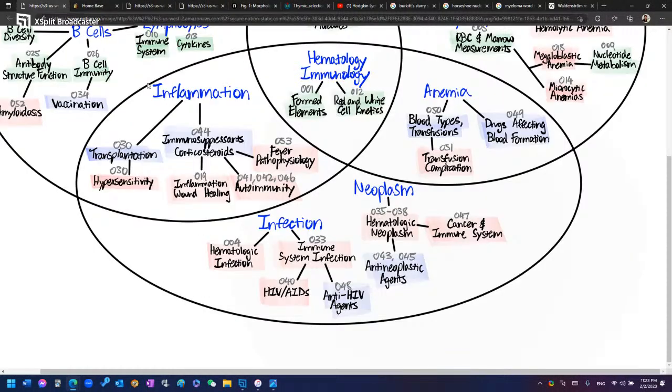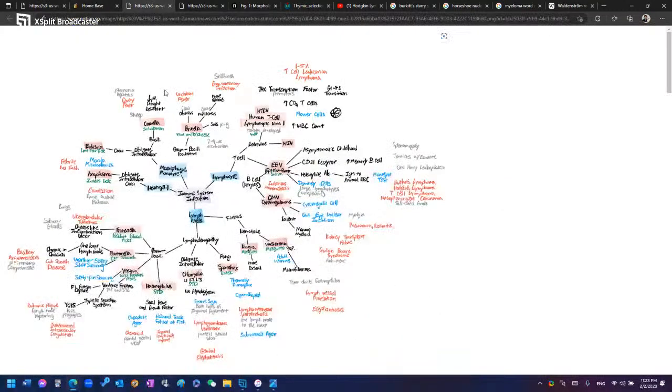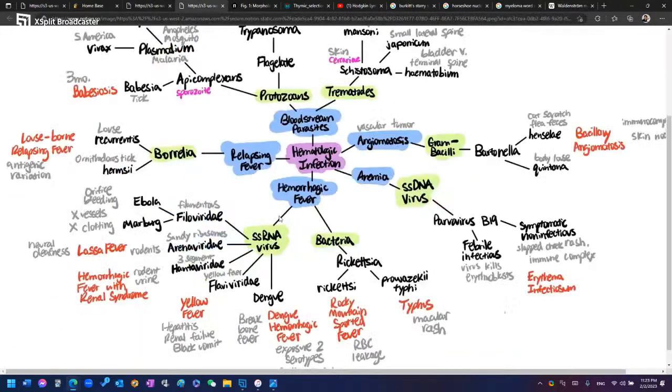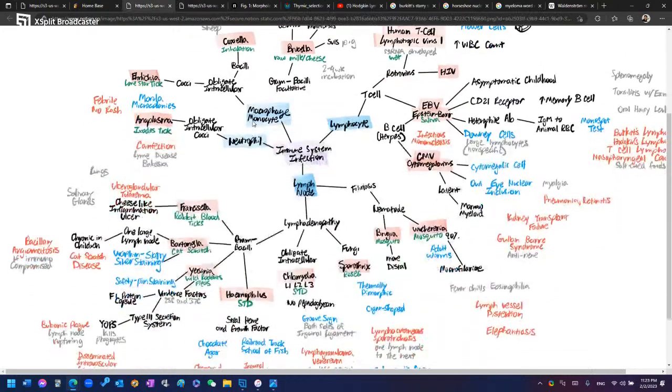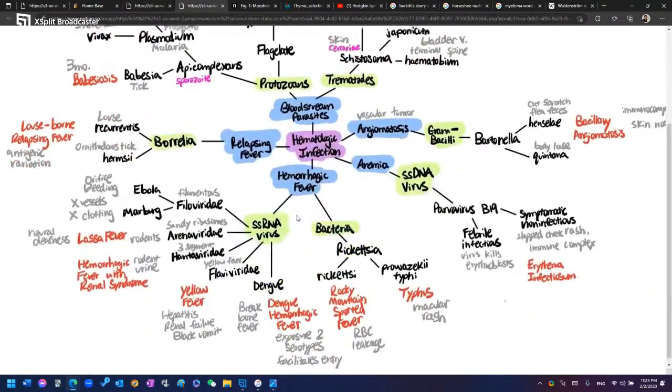And I'm also going to get out... I don't need to do any of the other ones. Okay, let's compare these. Wow. Okay. Start with hematologic.